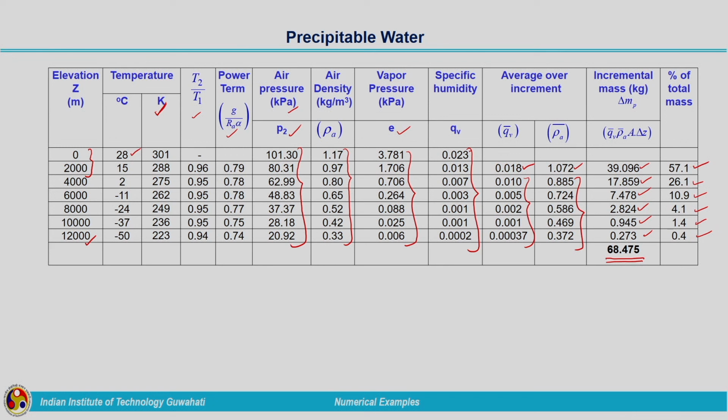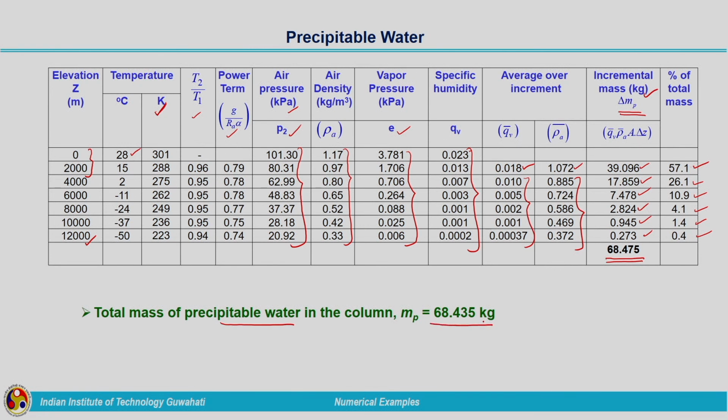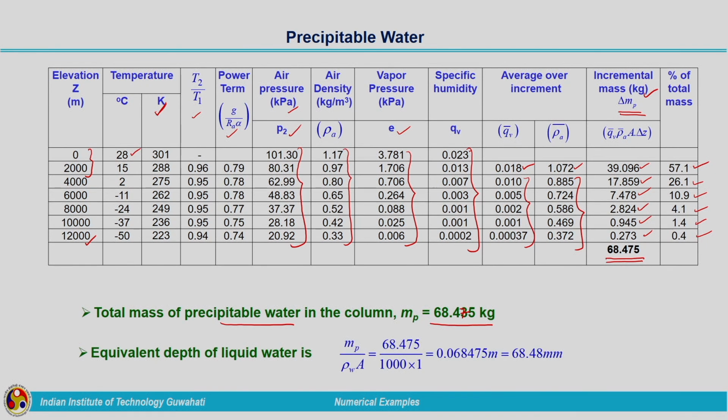That is also calculated. But here we have calculated delta MP and total MP in kilogram. In the question it is asked to calculate in meters or millimeters of water. So, the total mass of precipitable water in the column was calculated to be 68.475 kilogram, and the equivalent liquid water will be MP divided by rho W A. How will it be coming?